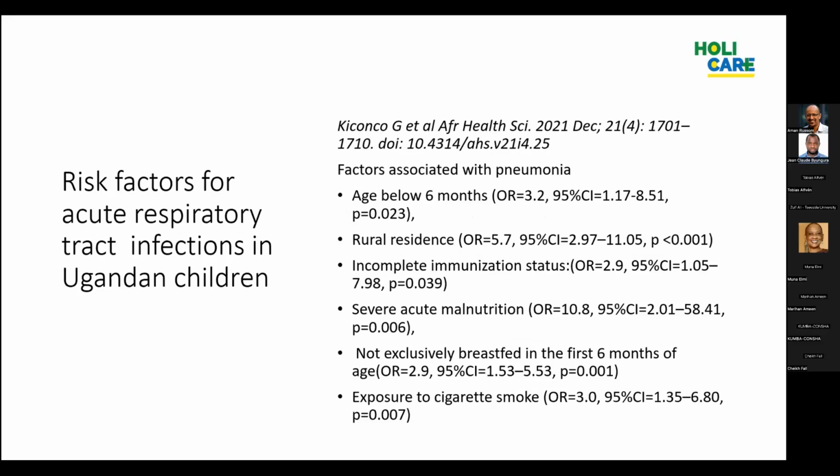The second study was carried out in a hospital in Western Uganda, and this one was on pneumonia only, where again, age of children below 6 months were more prone to pneumonia, as was living in a rural residence. And this again is because of probably the smoke and dust. And then incomplete immunization, which is really obvious. And then severe acute malnutrition, and babies who are not exclusively breastfed were also more prone to pneumonia.